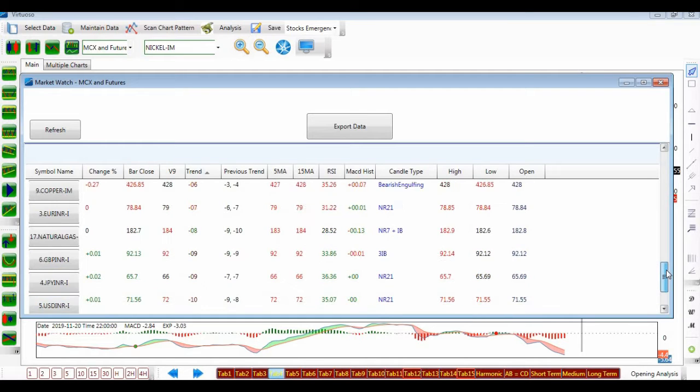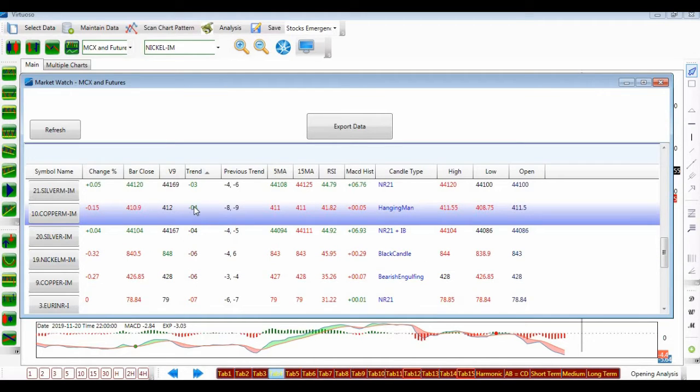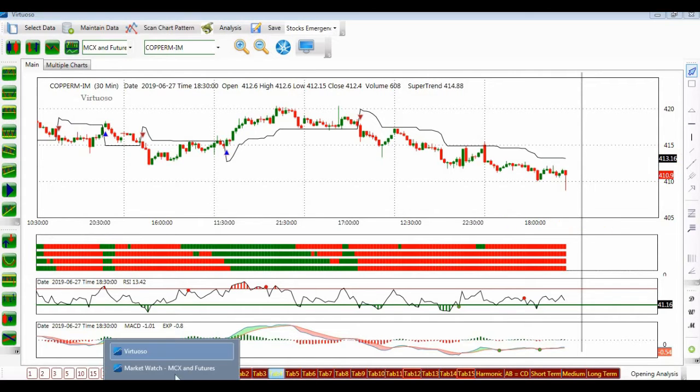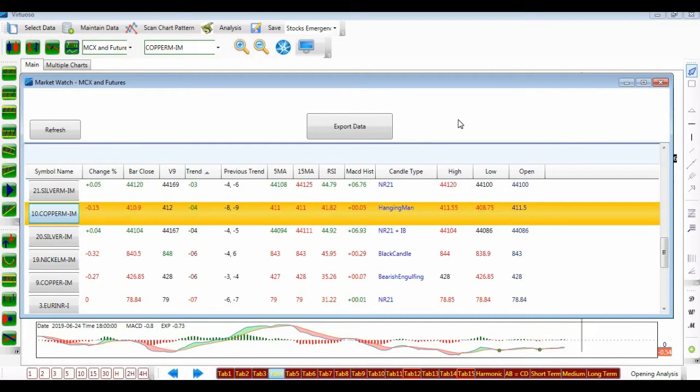Now, if you go for a +5 or -5 trend, those would be in choppy status. For example, copper is showing -4. If you click here, copper is in a choppy trend, neither going up nor going down. It's been in a choppy trend since morning. So this is the capability of this software, where you can easily find the trends of a stock.